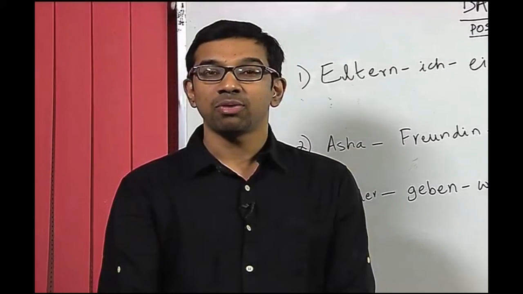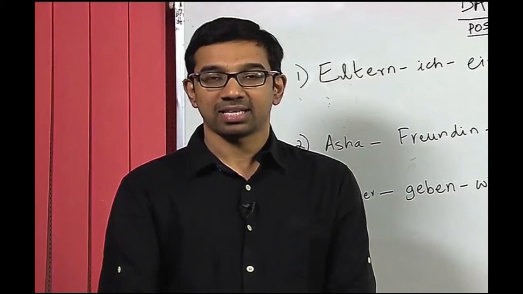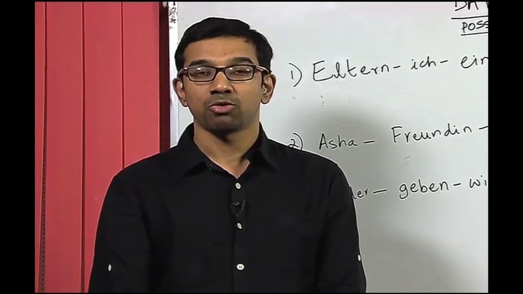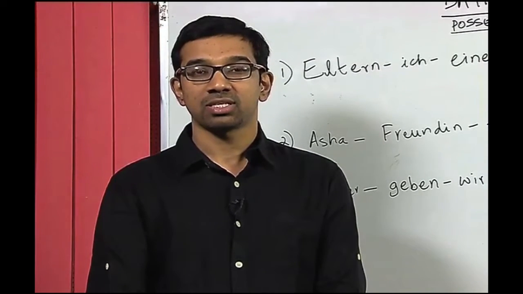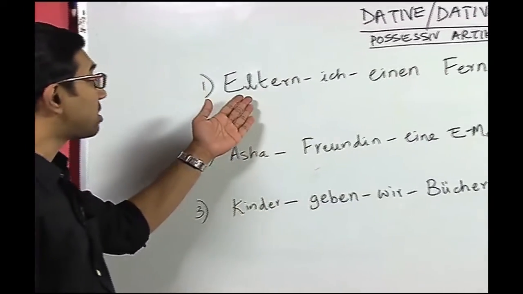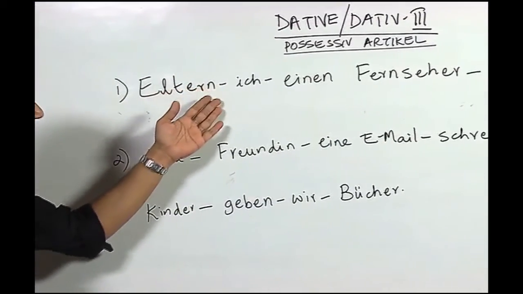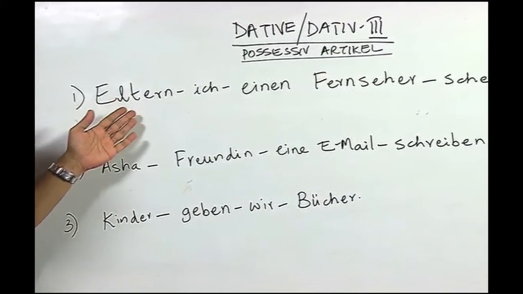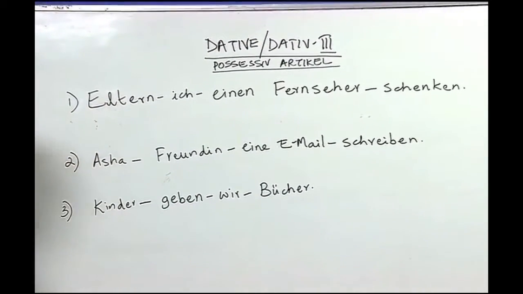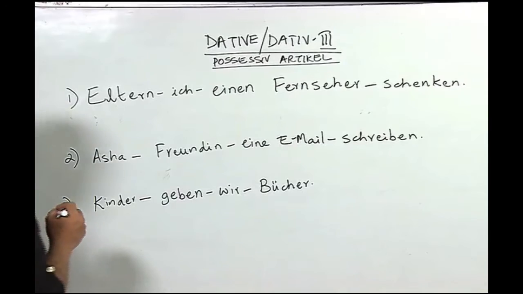Now, before we wind up, let us do another exercise as a part of the revision for possessive article in dative. This is not like the previous exercise. This here is the exercise which consists of nouns and verbs, and we are supposed to make correct sentences which include possessive article in dative. Now, let us look at sentence number 1.